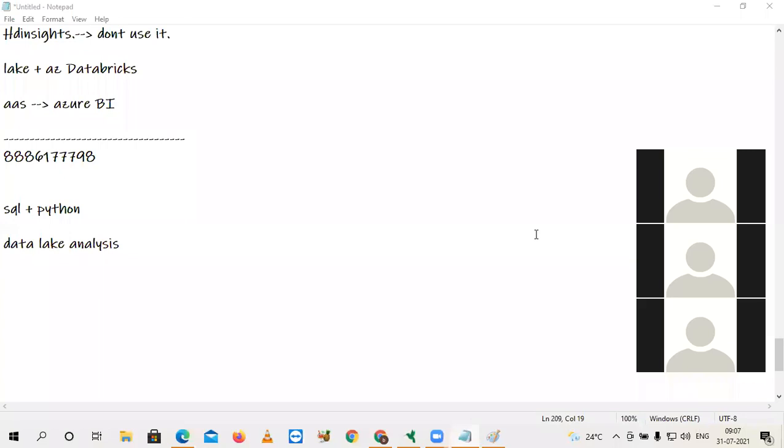Sriram, one question: will what we are learning help? It will help. Already you are into Hadoop and Spark, right? Convert your profile into Azure Data Engineer. Your current package will become 3X. Okay, that is what I'm saying.